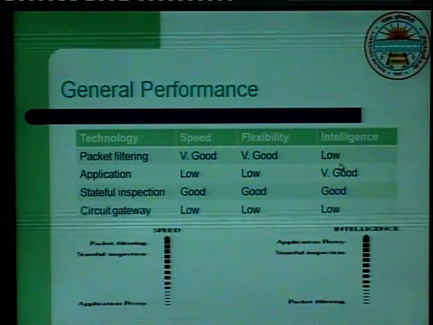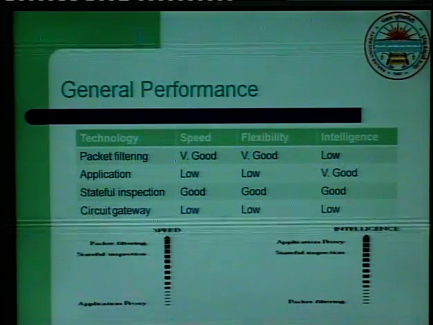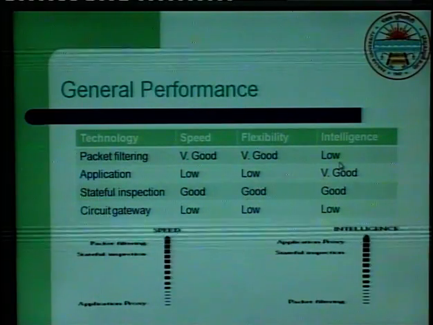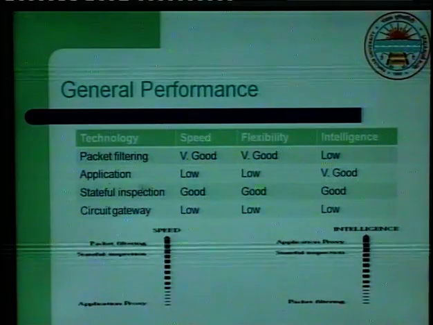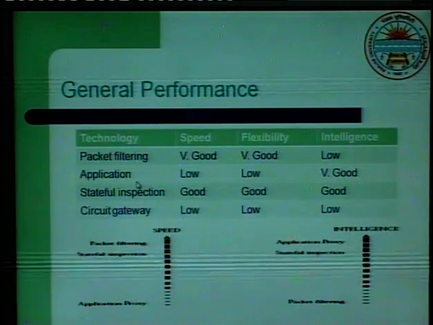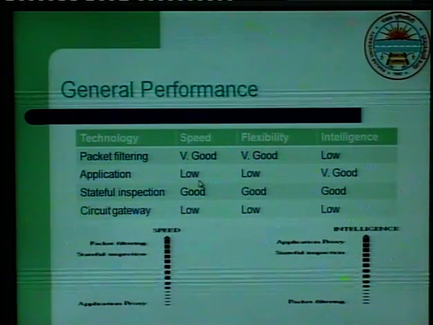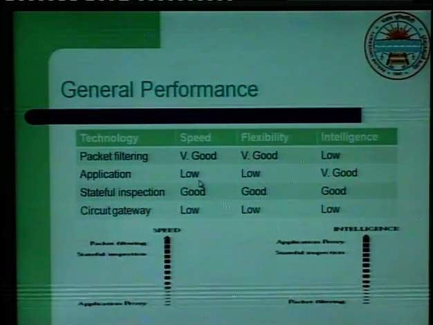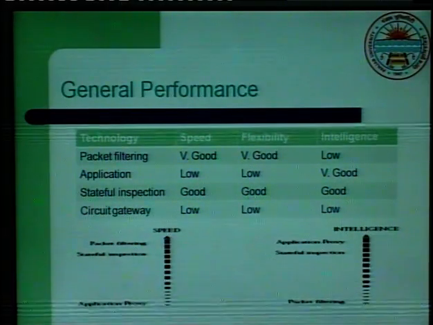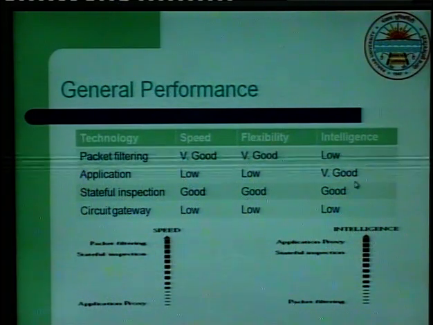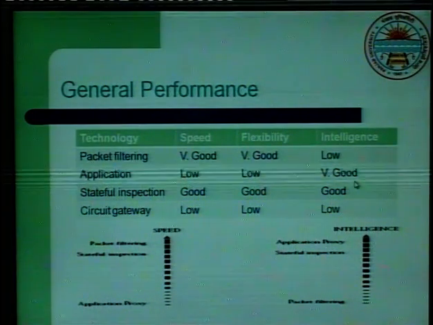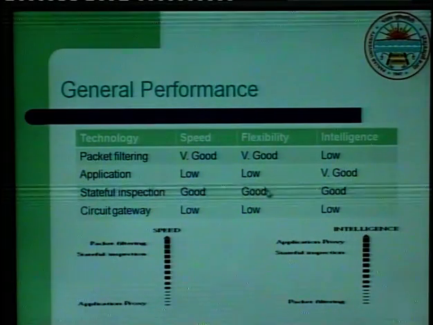You cannot intercept its contents and what type of traffic it is. So, its intelligence level is low. Application level gateways or firewalls are low in speed because they affect network performance in a very bad way. They slow down your network and are less flexible, but they are very intelligent and provide good security.